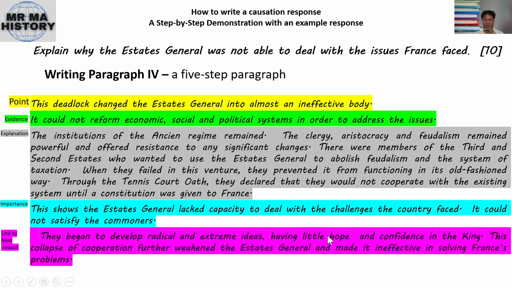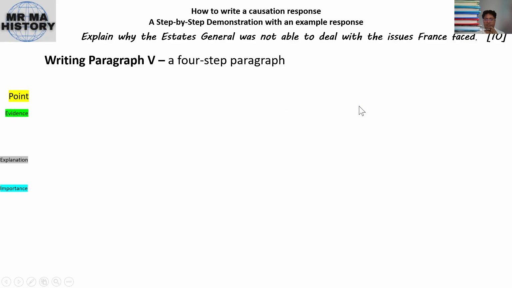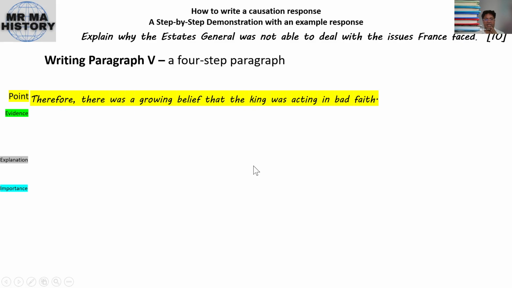So this part of the sentence is opening up a new reason that will appear in the next paragraph. Now you can see, therefore, there was a growing belief that the king was acting in bad faith. Why? How do we link it up? Let's see now. Having little hope and confidence in the king. What does that mean? That means, as you can see here, that there was a growing belief among the people that the king was acting in bad faith.